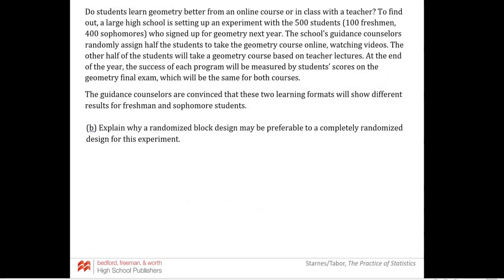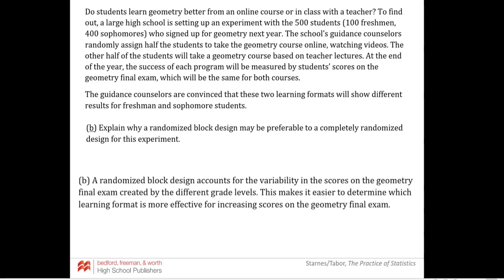This was part B. Explain why a randomized block design may be preferable to a completely randomized design. Well, it's going to account for the variability better. It's going to have less variability. Some of the scores may be dependent on grade level somewhat. Older students process things differently. This may make it easier to determine which learning format is more effective. So it's a better design in this case because there could be significant differences between freshmen and sophomores.